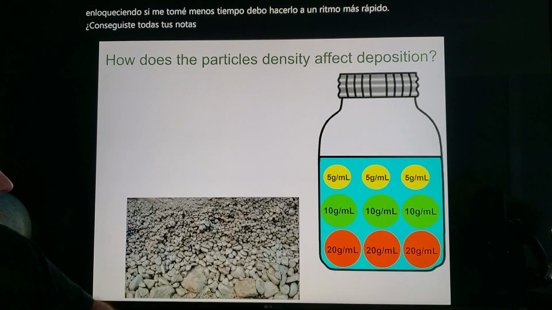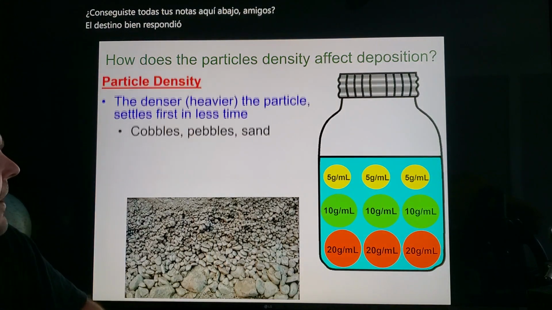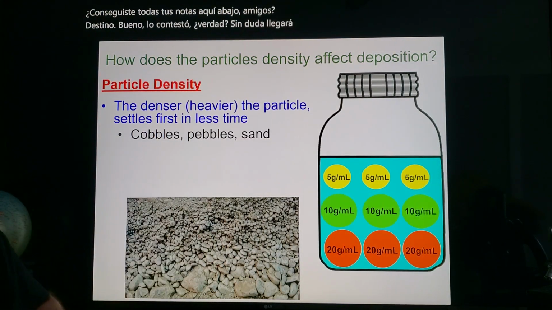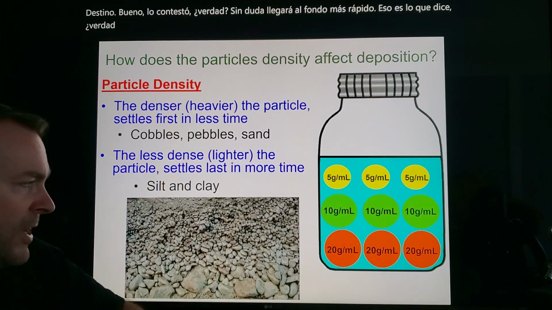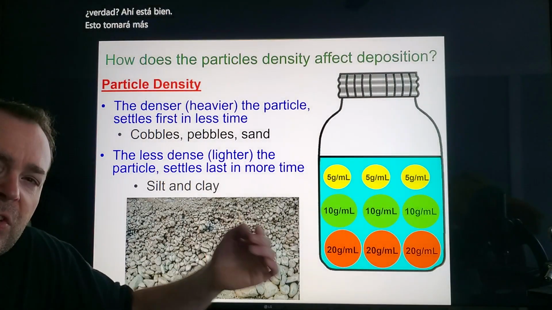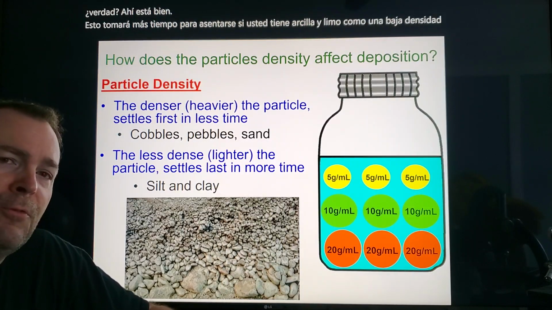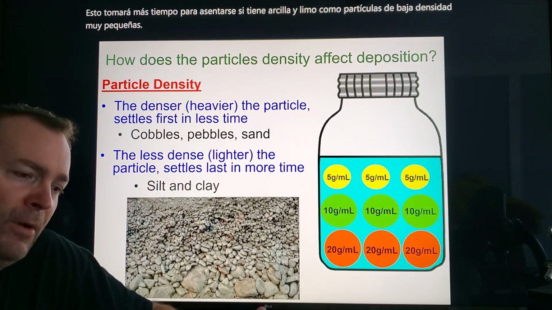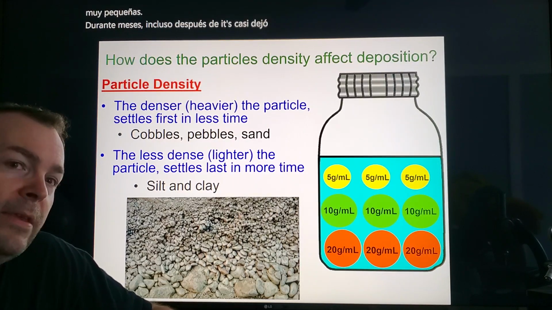And then, of course, we get into density. Well, the denser it is, right, it certainly will get to the bottom faster. And that's what it says right there. Okay? The less dense will take more time to settle. And if you have clay and silt, those are very small, low-density particles. They could be suspended in water for months, even after it's almost stopped moving. So you literally have to filter it out or wait a long time.